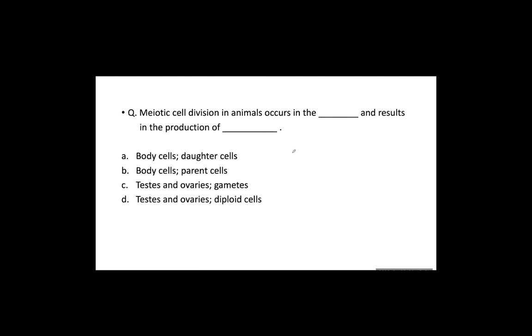Meiotic cell division in animals occurs in where and results in the production of what? Body cell, adult cell, body cell, parent cell, testes and ovary and gamete, testes and ovary and diploid cell. Which could be the answer? Meiotic cell division in animals occurs in testes and ovary and results in the production of gamete. So number C is the answer.